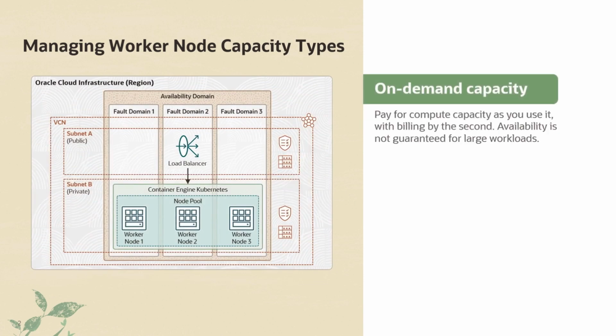First up, we have on-demand capacity. It's your default option where you pay for the compute capacity by second. Just keep in mind, there's no guaranteed capacity during large workloads.